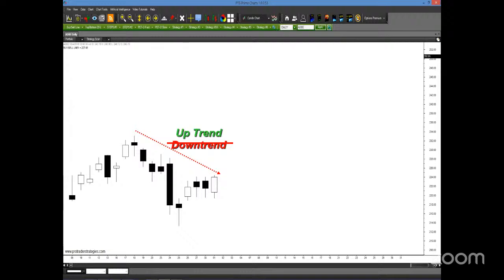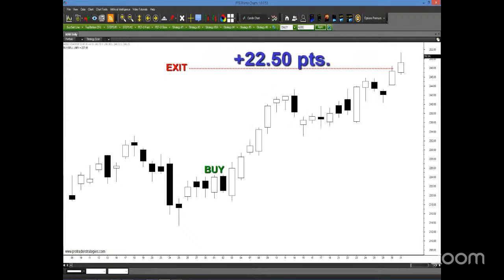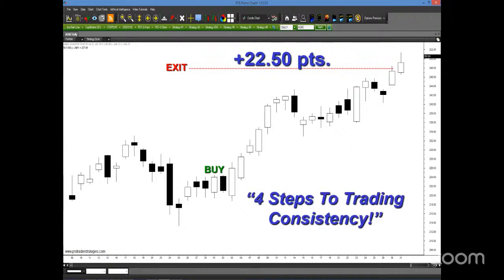So let's say you decided to buy at this point right here. The next step would have told you where to place your stop. The next step would have actually told you how to protect the trade. And the last step would have told you where to exit, which would have been at this point right here. And potentially in the following days, you could have captured 22.5 points, all by applying these 4 steps, which I'm going to share with you today. So this is what we're going to be talking about today, these 4 steps to trading consistency. And you'll be able to apply as early as today if you'd like.